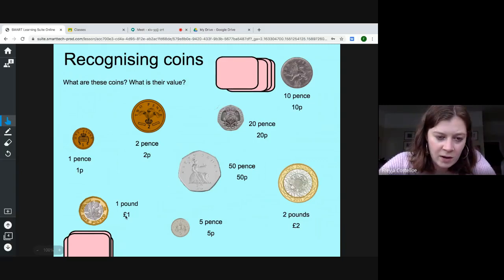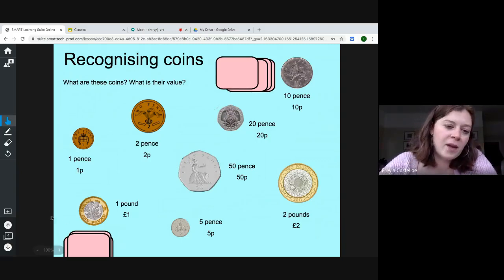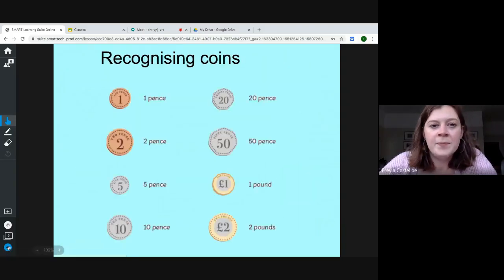Now, have a quick look at this little wiggly pound sign. That's what we use when we write about pounds on the page. Don't need to worry about it too much now, but it's just worth looking at. Okay, and here we go. There it is, laid out nice and clearly for you.